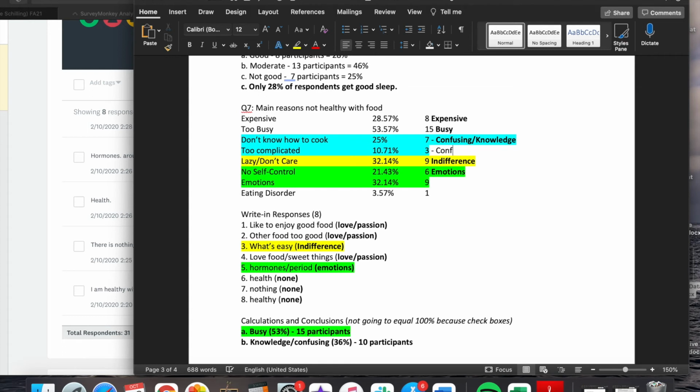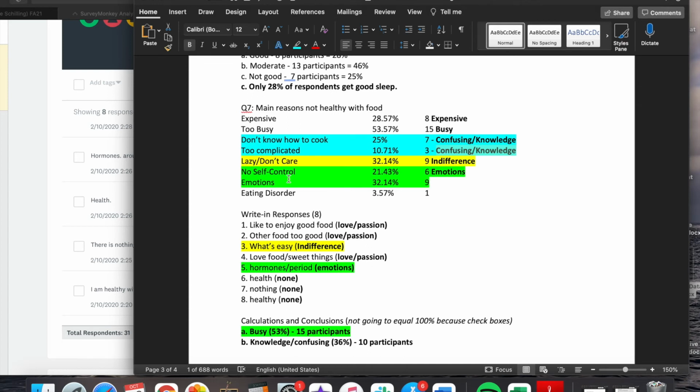So I'm going to also code this as confusing knowledge. So I guess it's kind of a revision in a sense of the question. So I'm going to code, so now this is one category. Lazy, don't care. I re-articulated as indifference.